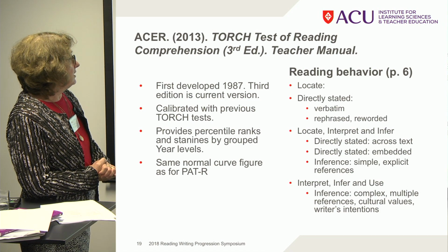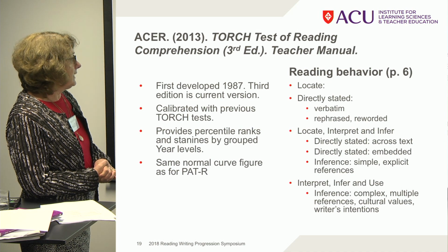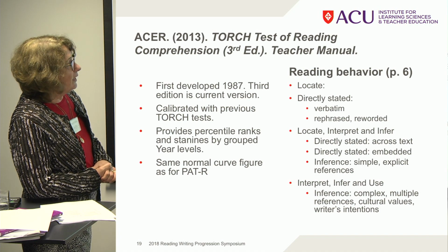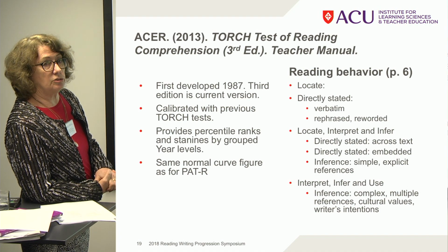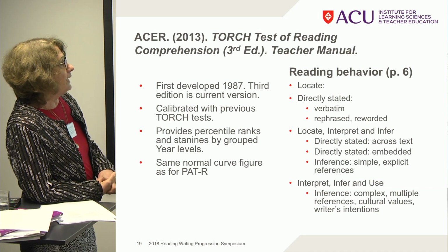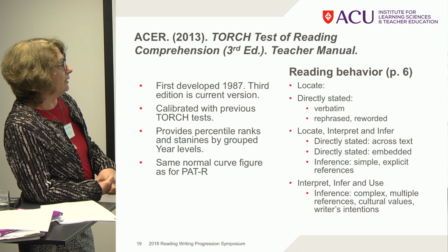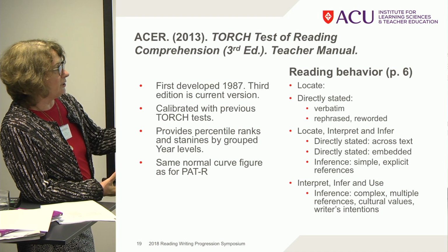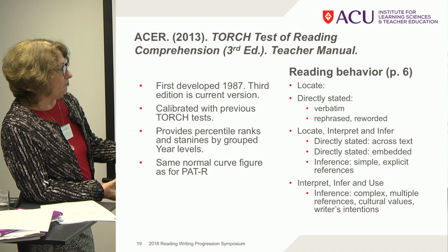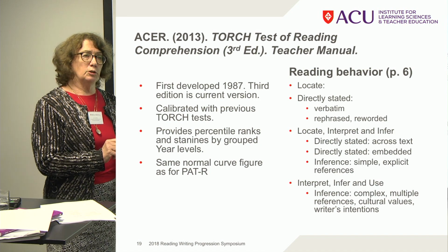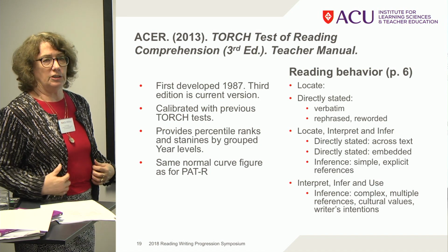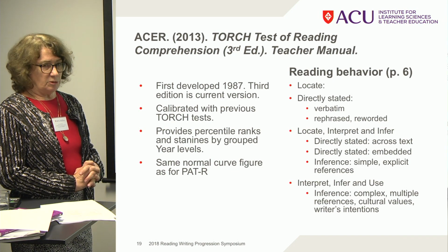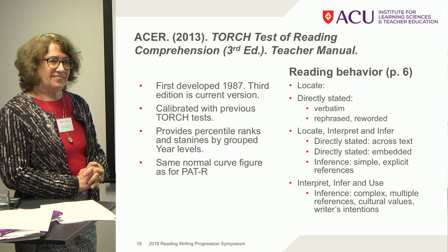It's calibrated with previous TORCH tests, the current version, that is. Again, you get percentile ranks and stanines, the same graph as in the book, and you get that same thing. It's a description of learning behaviour. This is a closed exercise, so it does take a bit more. But reading behaviours are locate information, find directly stated information or reword it, locate, interpret, infer, whether it's directly stated or indirectly stated, and infer and use. So again, it's a reduction of what might be literacy or a learning progression in terms of the Australian curriculum, the Australian curriculum expected standards, I'm not going into the detail there, or the continua.